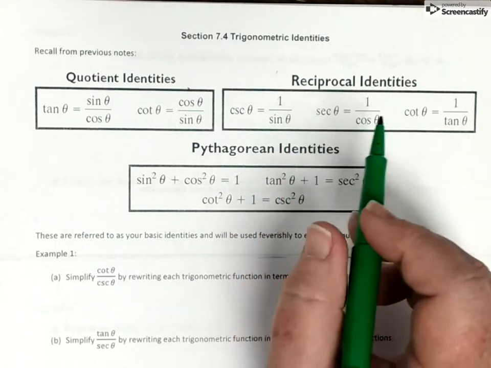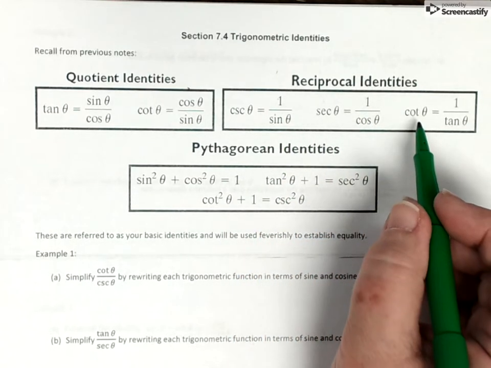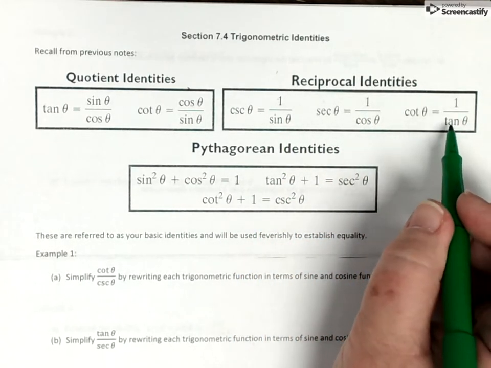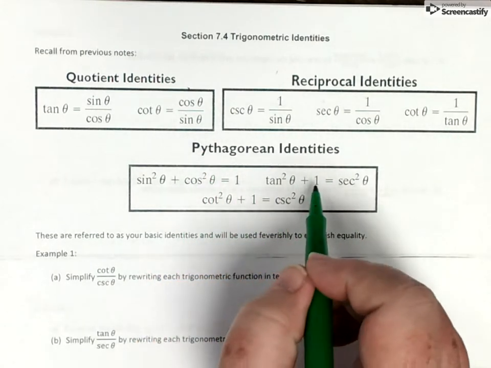Cosecant is the reciprocal of sine. Secant is the reciprocal of cosine. Cotangent is the reciprocal of tangent. And our three Pythagorean identities.